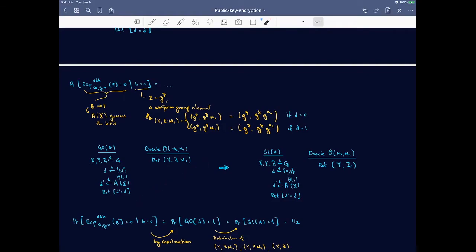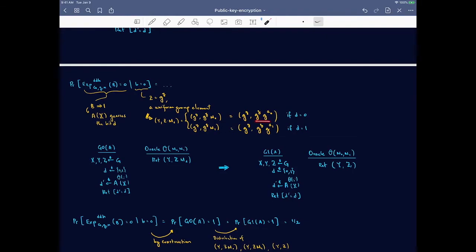And what we're going to do here is start out the same way by picking capital X, capital Y, capital Z, all uniformly from the group. We'll flip our challenge bit. Everything else is the same. The one difference is here. Now over in G0, we actually returned Y and Z times M to the D.